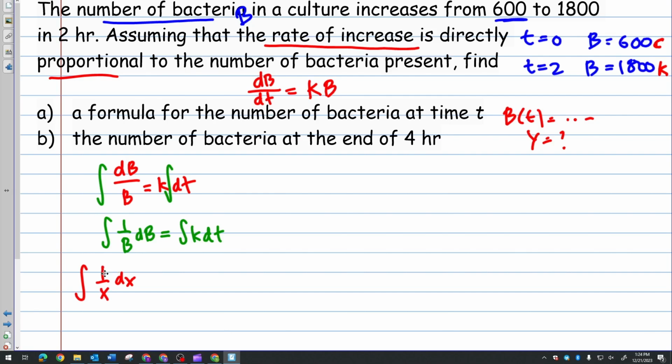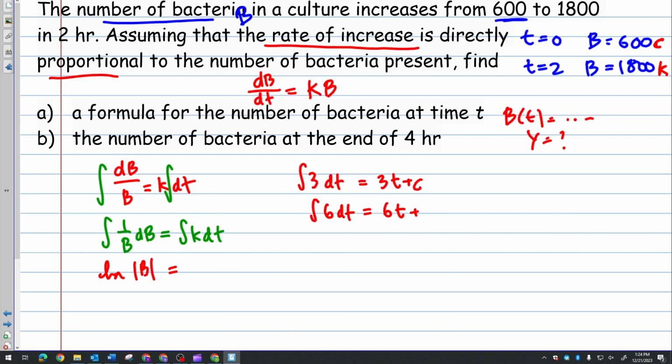Okay, so the integral of 1 over x is ln of x, right? So this one here is going to be ln of b. And this is going to be the integral of k. So remember, k is some number. So what if k were 3? Then wouldn't that be 3t plus c? What if k were 6? Wouldn't that be 6t plus c?